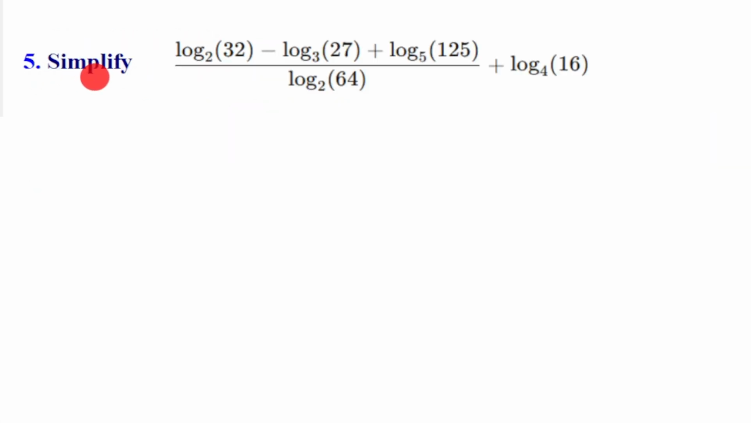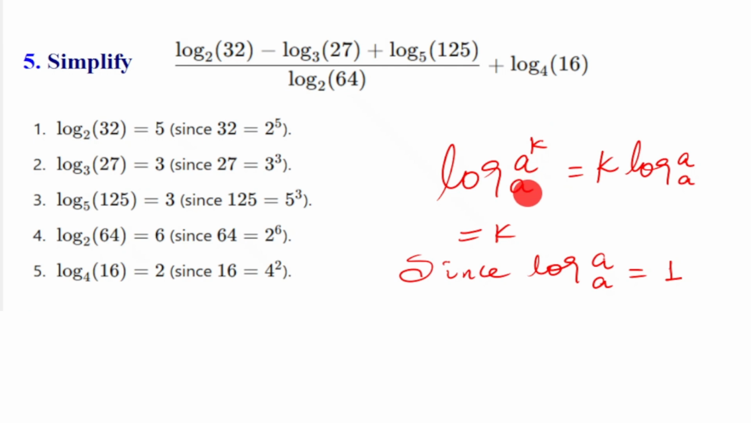5. Simplify log base 2 of 32 minus log base 3 of 27 plus log base 5 of 125 over log base 2 of 64 plus log base 4 of 16. We simplify this logarithm expression by using the power rule: log base a of a to the power k is k times log base a of a, and this value becomes k.